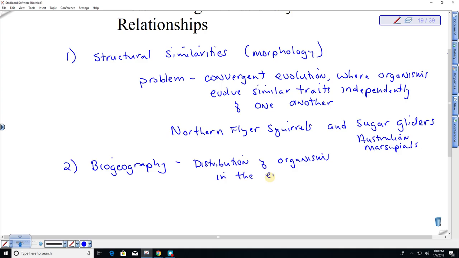So we know that the continents shift and there's plate tectonics. We know that at one point in time, all the continents were together in Pangaea and they drifted apart. So we know when Australia diverged and became isolated as an island. And so using biogeography, we would say that the northern flying squirrels and the sugar gliders are probably not closely related at all because they are so geographically separated from one another.